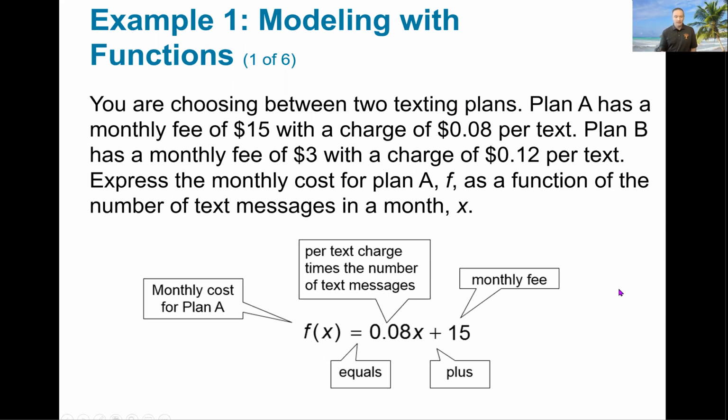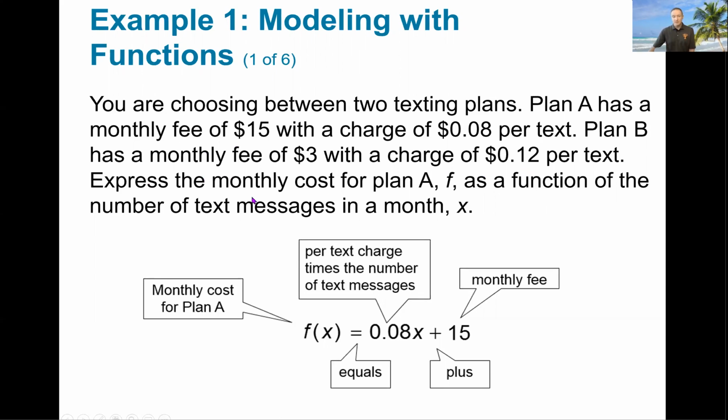So first example here, and this would be similar to like the first 5 or 6 problems in the homework. They're all linear functions like this. In this problem, you'll have to imagine this might be like the budget phone plans that elderly people might use, where they still pay an amount for texting fee. So let's say you're choosing between 2 texting plans. Plan A has a monthly fee of $15 with a charge of 8 cents per text. Plan B has a monthly fee of $3 with a charge of 12 cents per text.